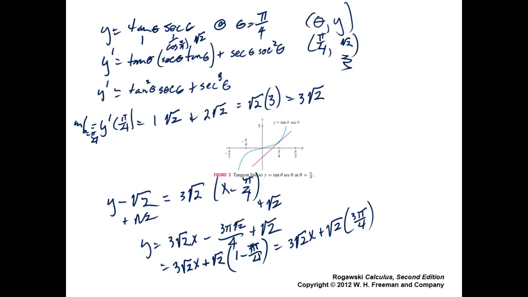It's a mess. Let's see how they left the answer. They left it, like I said, in this form right here. They didn't do anything else. They said y minus root 2 is equal to 3 root 2 times theta minus pi fourths. I had x in there, but it's theta.